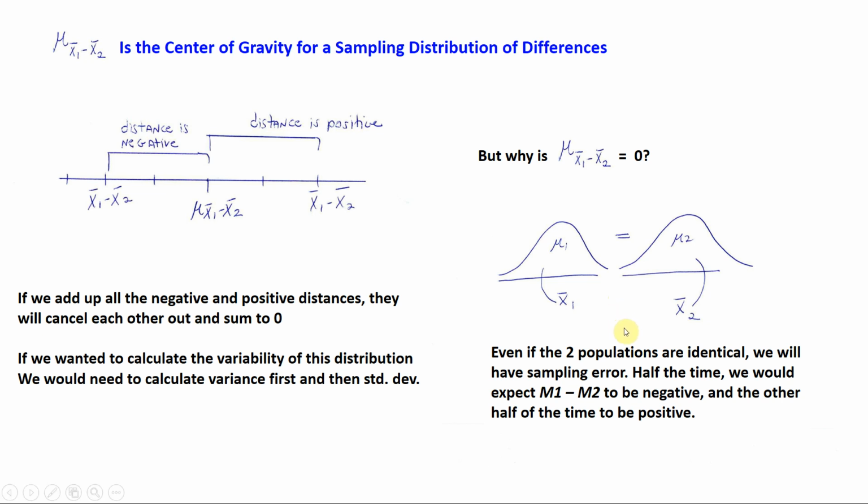So what we're now going to see is that half the time when you subtract them, x bar 1 is going to be smaller than x bar 2, and you're going to get a negative difference. But the other time, x bar 1 is going to be larger than x bar 2, and you're going to see a positive difference when you subtract them.